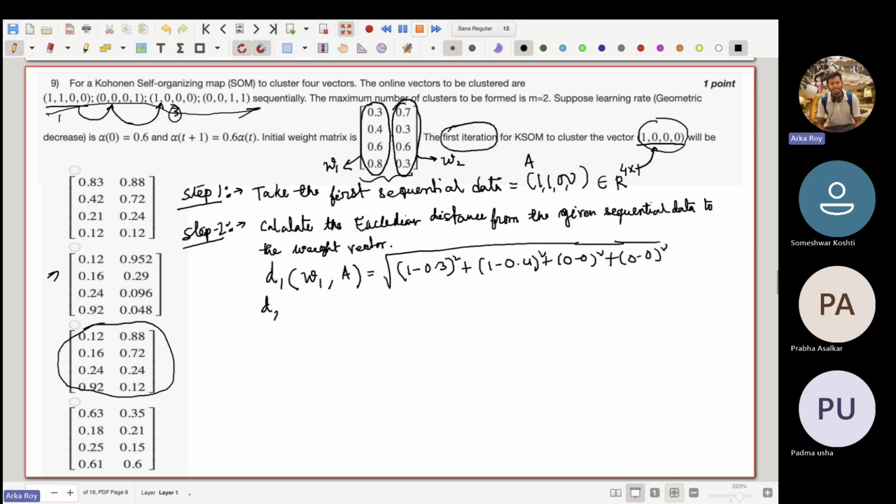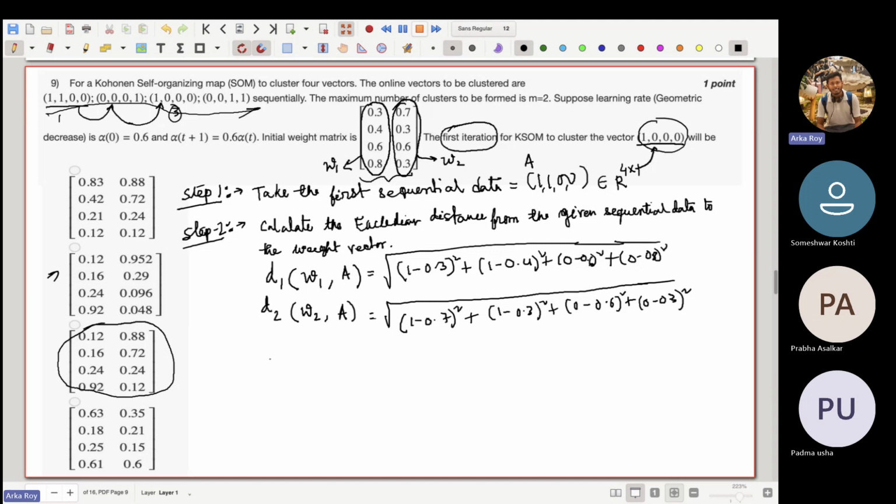And then again I can write D2, that is D(W2, A). And then again I can write the Euclidean distance. In this particular case, it would be (1 minus 0.7) square. Then, oh, sorry, over here it was 0.6 and it was 0.8. Sorry. And then I can write (1 minus 0.3) square, (0 minus 0.6) square, (0 minus 0.3) square.